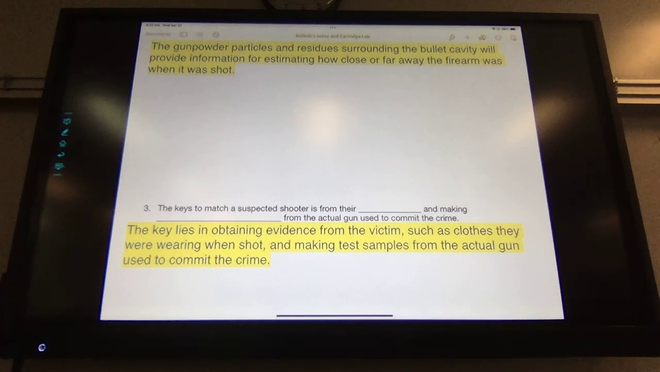So the blank on number 3 is their clothes, and making comparisons and test samples from the actual gun used to commit the crime.